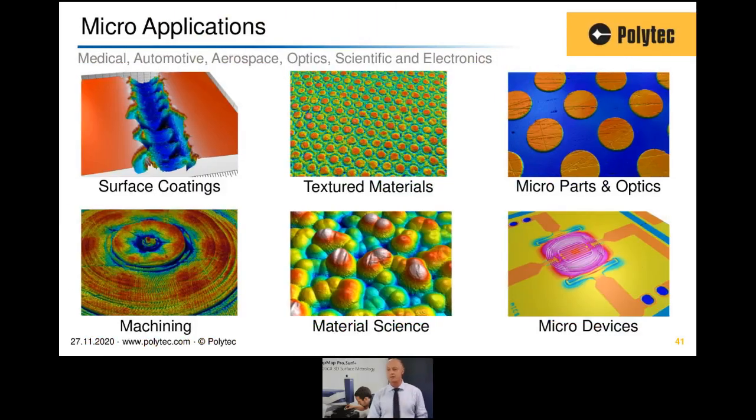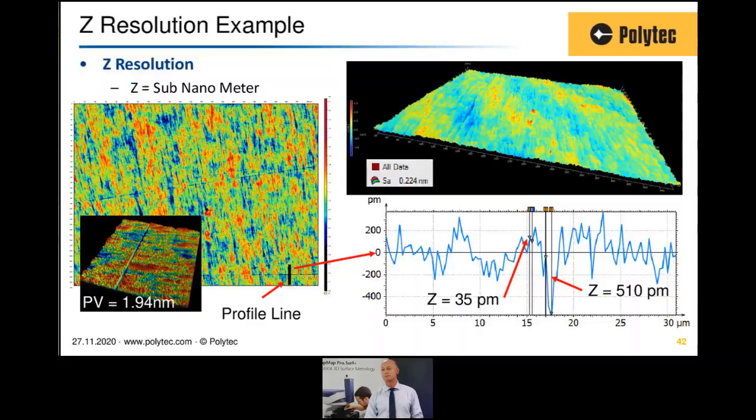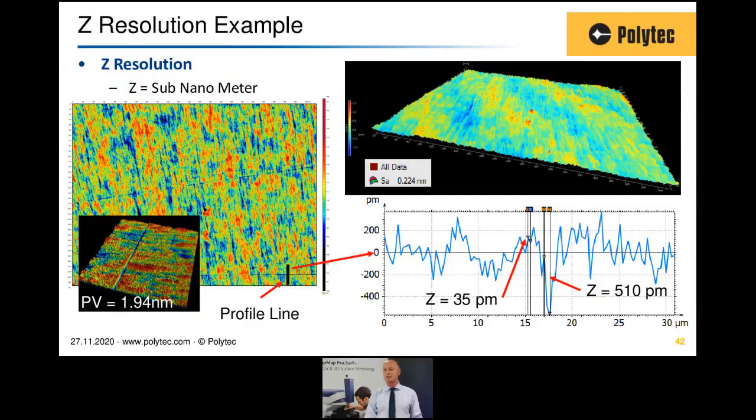So the types of MicroView applications we like to address are surface coatings, textured materials, micro parts and optics, precision machining, material science, and micro-macro devices. Here we have an example of Z resolution. The Z resolution you can see is to the sub-nanometer. We have an example measurement here. If you look on the profile line, the scratch is in the order of 500 picometers, so half a nanometer.